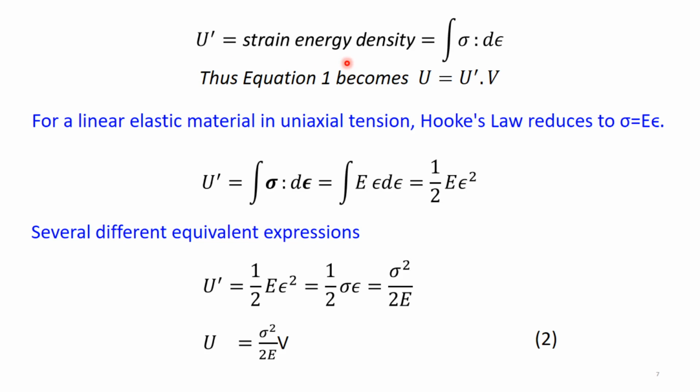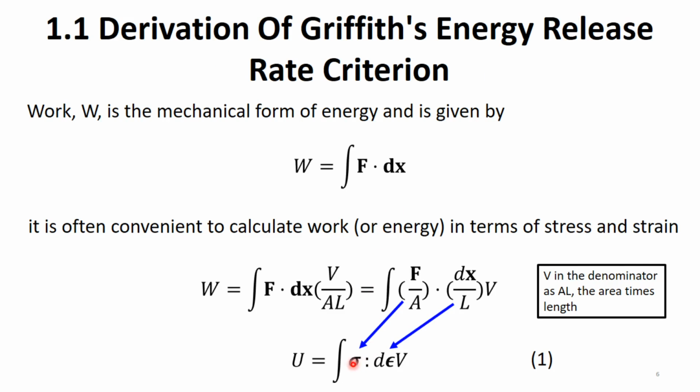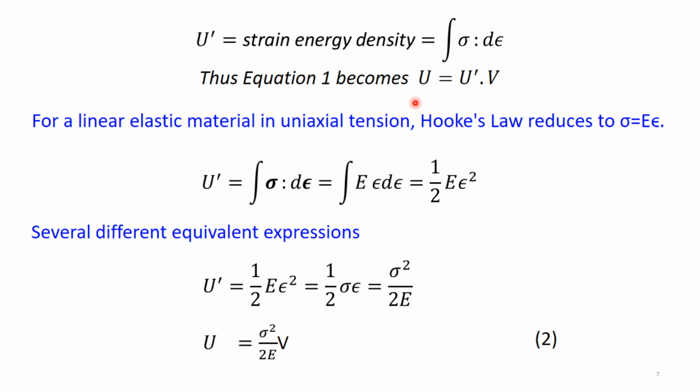Strain energy density can be defined as the integral of sigma into d epsilon, and let us represent strain energy density with U prime. So we have equation 1, and we can put the definition of strain energy density. So equation 1 becomes U equal to U prime into V.